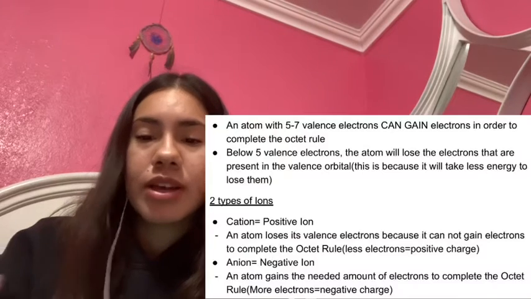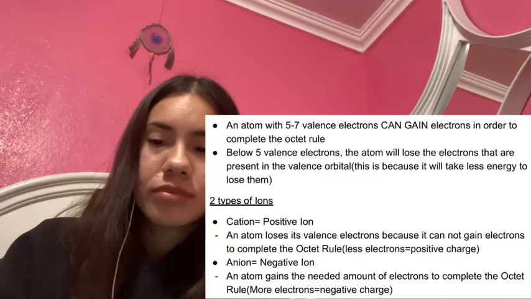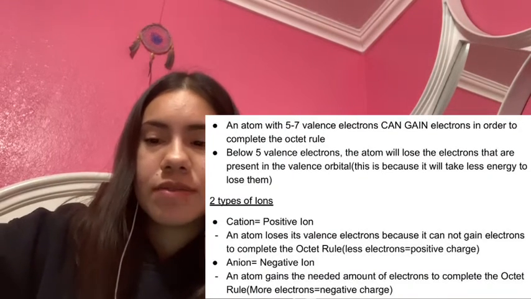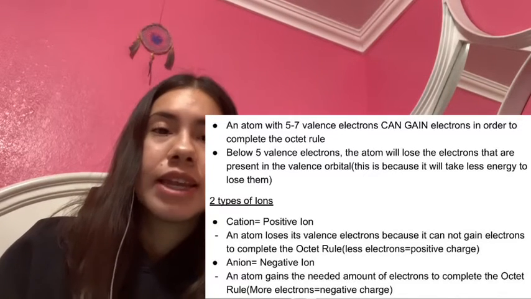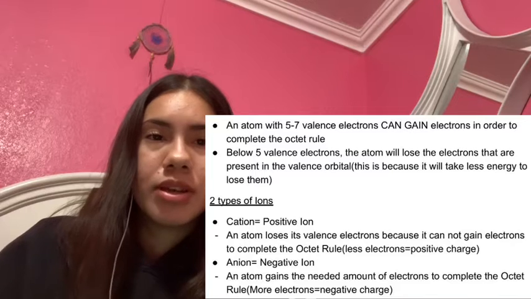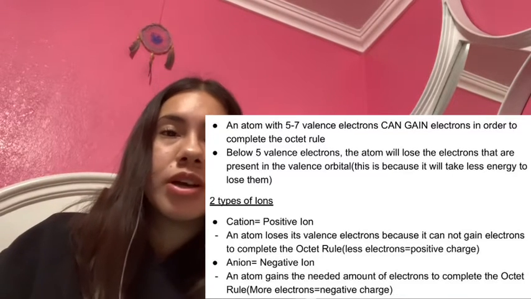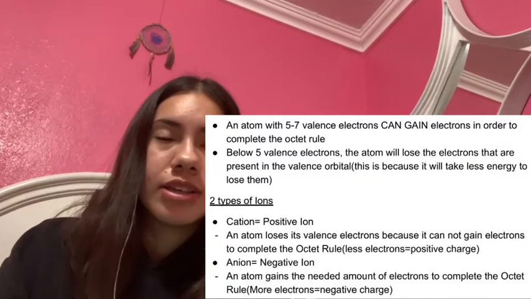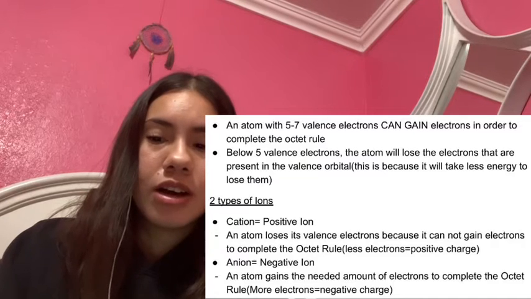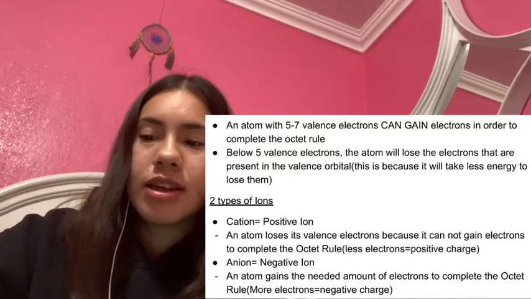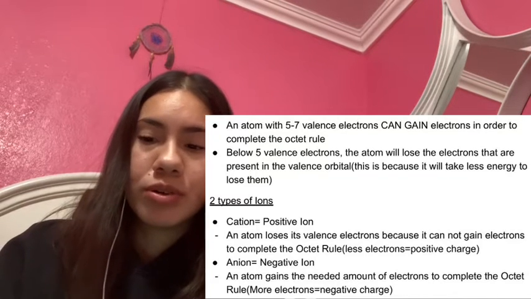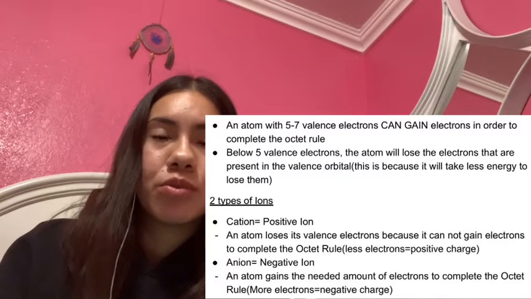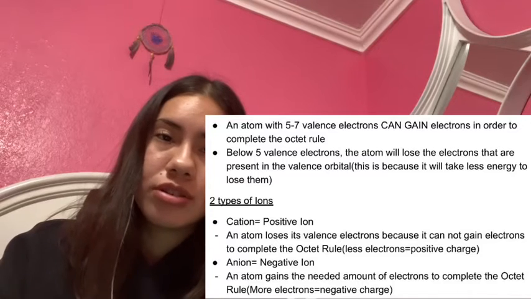When we get to ions and we look at the valence orbital, if the valence orbital has 5 through 7 valence electrons, it can gain electrons in order to complete the octet rule. But if the valence orbital has less than 5 valence electrons, then it will have to lose those electrons present in the valence orbital, because it will take more energy to gain electrons than to lose them.